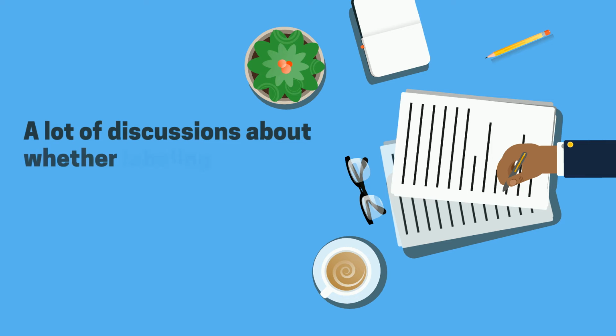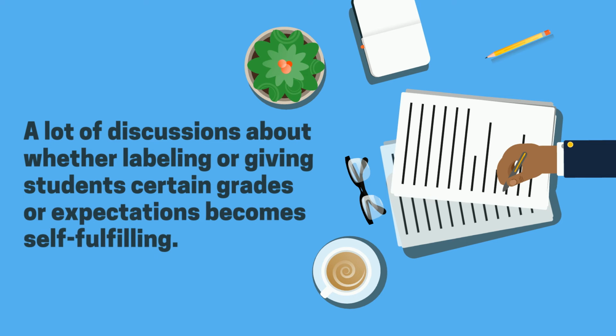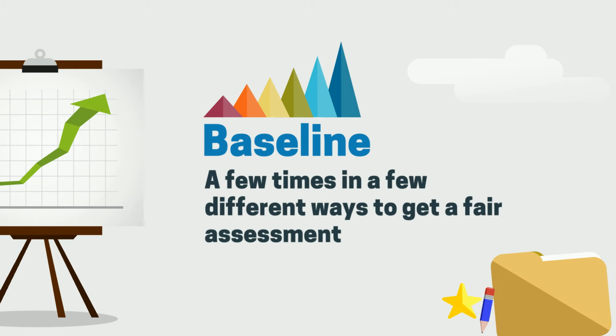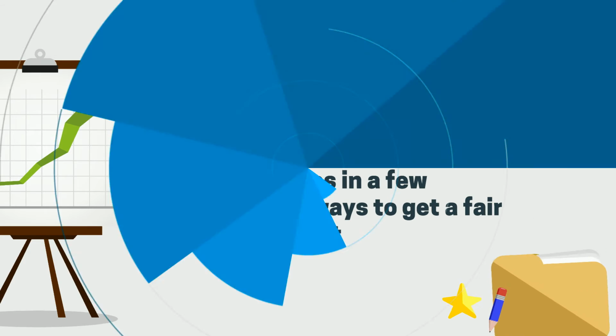There are a lot of discussions about whether labelling or giving students certain grades or expectations becomes self-fulfilling, whether they remain at a low level if you started them off with a low baseline. It's good to baseline a few times in a few different ways to get a fair assessment of where a child is. This is particularly important if you're working with students who don't always put in their best effort.